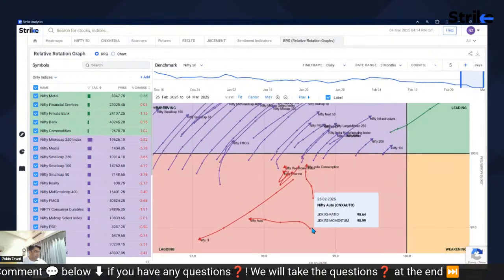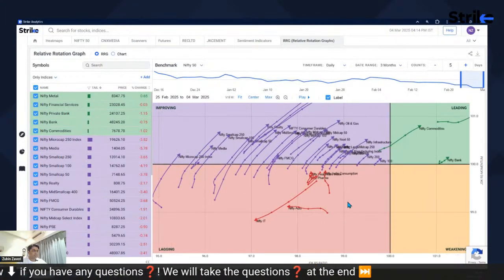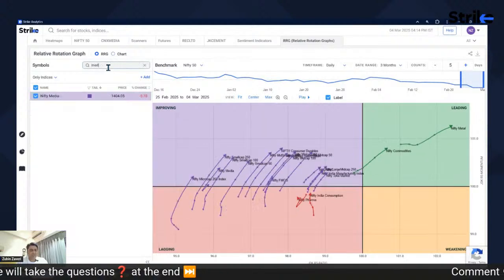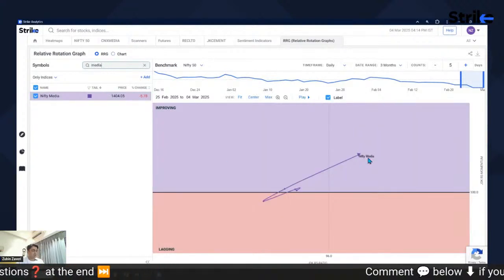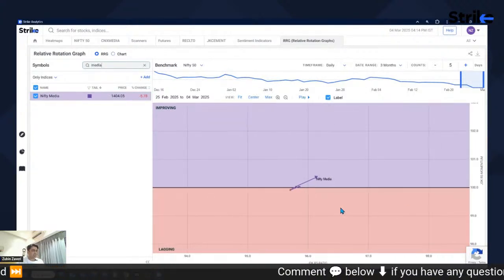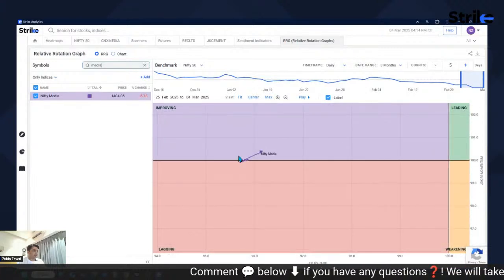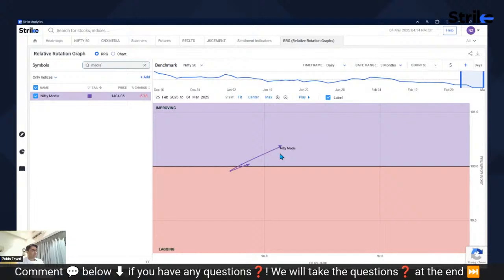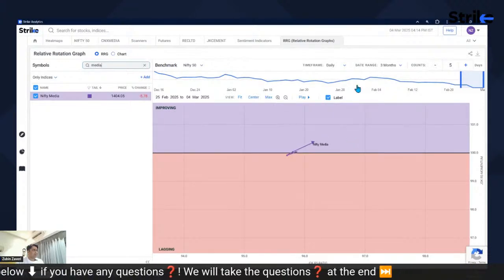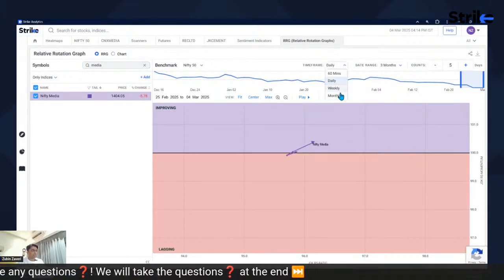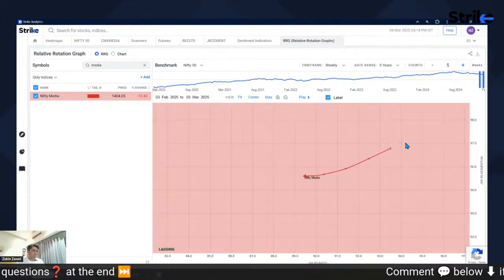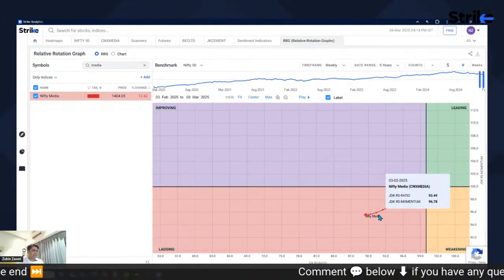we can see media. Where is media? So you can just search over here, MEDIA. You can look at this media, which was in the lagging quadrant. All right, and from the lagging quadrant it has gone to an improving quadrant. And not only on the daily, but if you look at the weekly time frame chart, it is down there in the lagging quadrant.